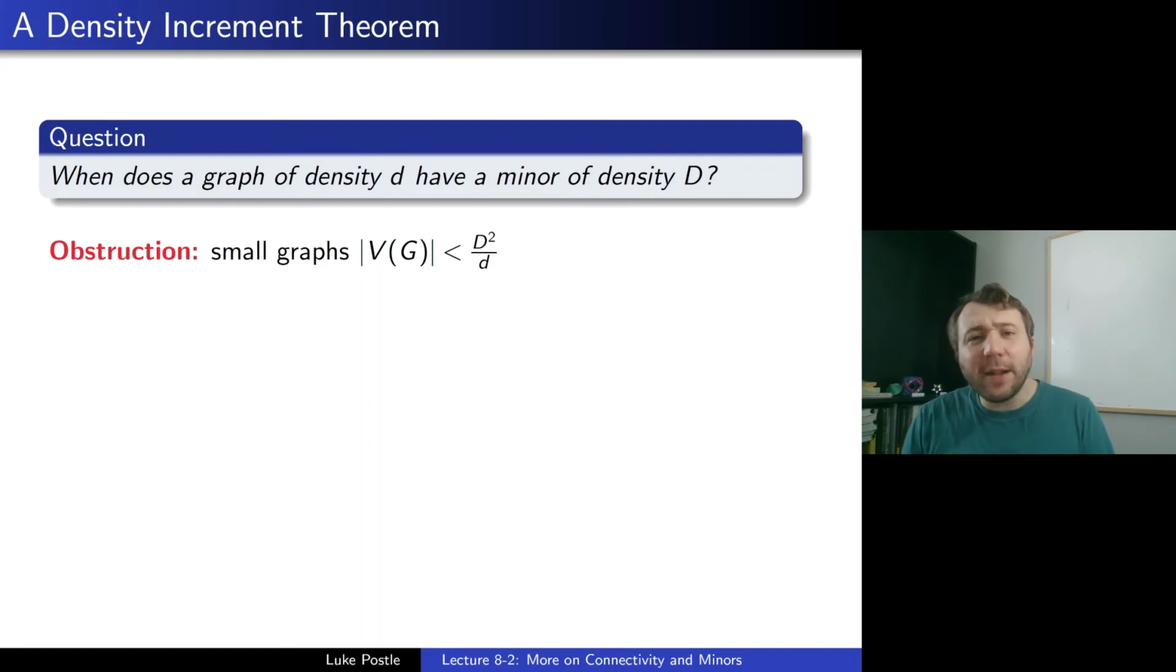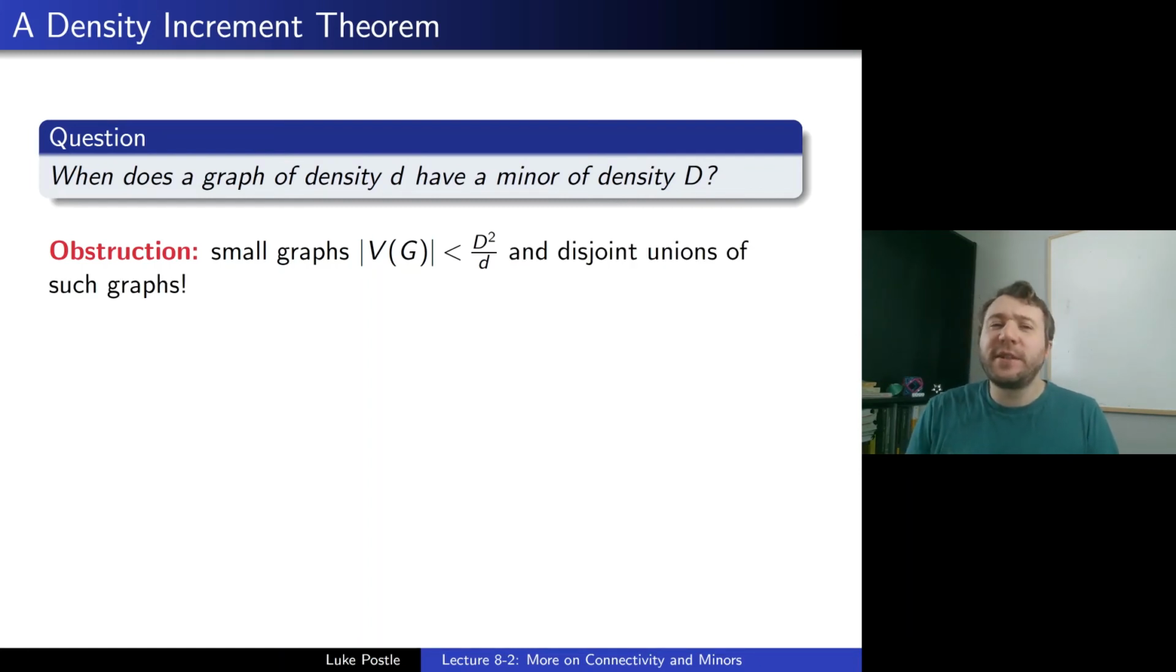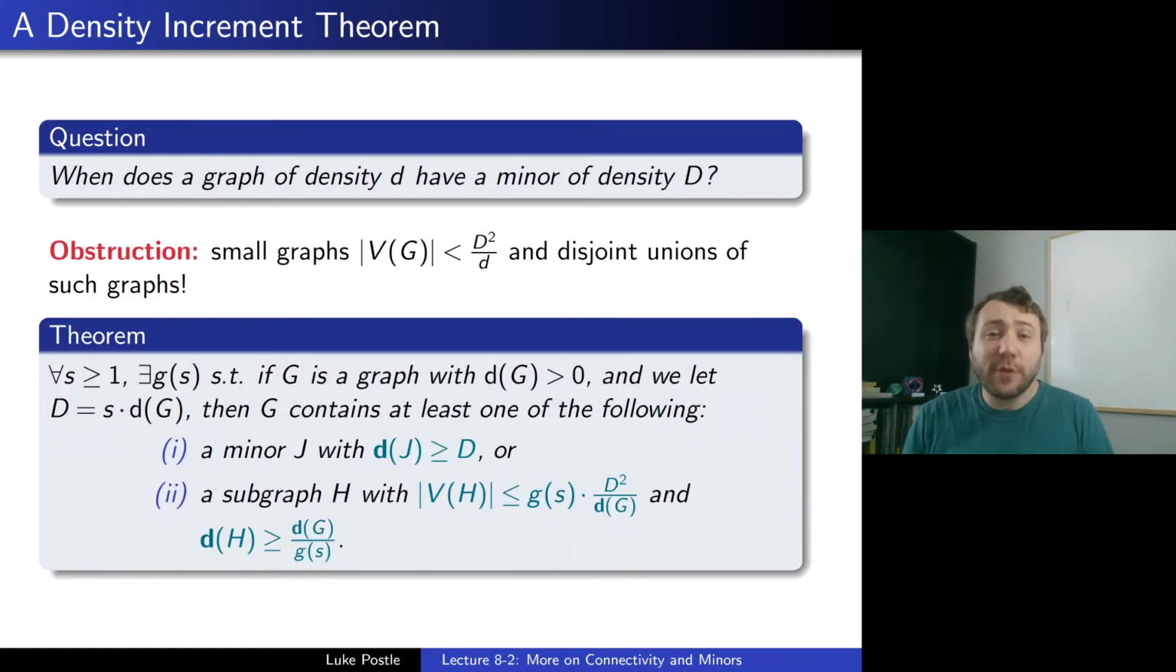You might think that's the only obstruction, but of course you can take the disjoint union of such graphs. So you can just have lots of little small graphs, and you won't be able to contract if it's the disjoint union and find denser graphs. But is this the only obstruction? And the answer is, in spirit, yes.